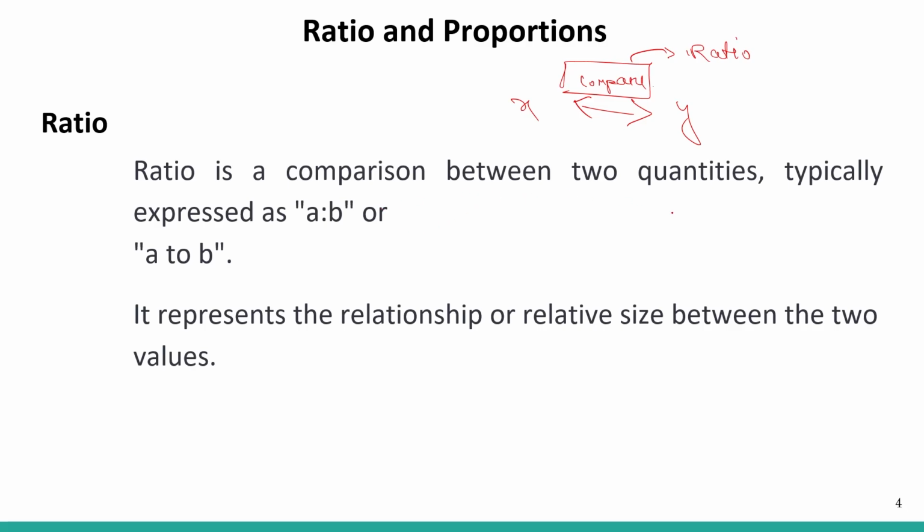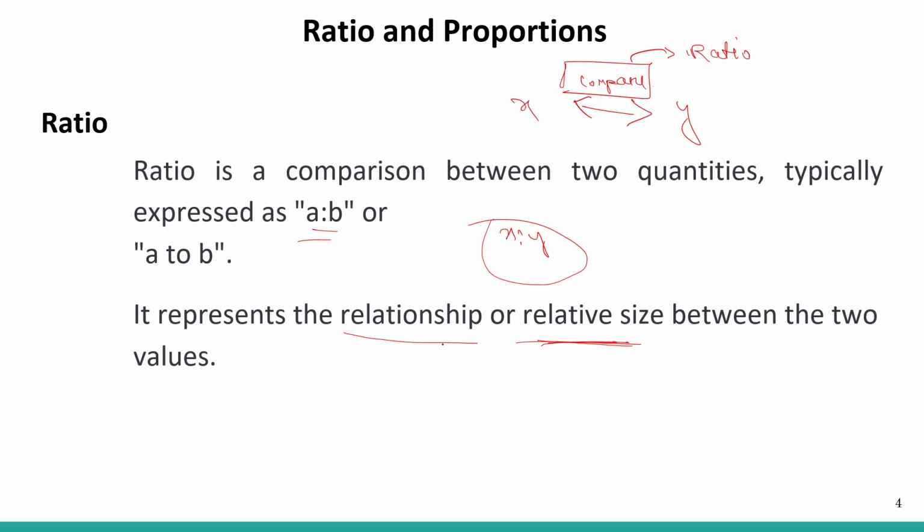Ratio is a comparison between two quantities, typically expressed as A is to B, or X is to Y if these two are unknowns, or it is pronounced as A to B. It represents the relationship or relative size between the two values: how A is relative to B or B is related to A, and in the case of unknowns, how x is with respect to y in size, and y is with respect to x in size.